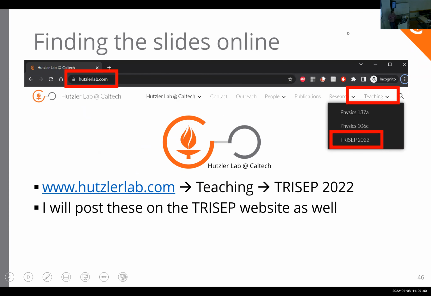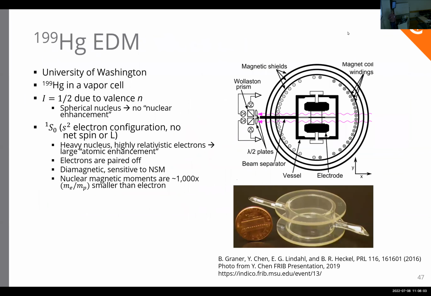Just to remind you, you can find these slides here on my group website. They may already be on the TRISEP website as well. Yeah, so I just added the link. Super, great. If you update them, I assume the link stays the same. Yeah, probably. So there you go. If you want to pull them up and follow along, they're up there. So I'll jump right in.